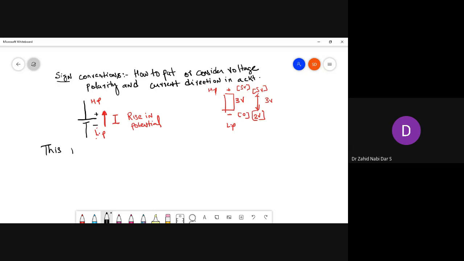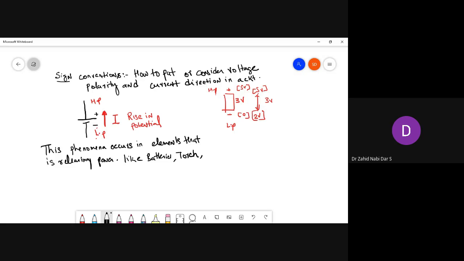This phenomenon occurs in elements that are releasing power. So like our batteries, torch, other elements that are releasing power.